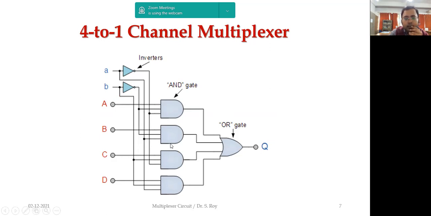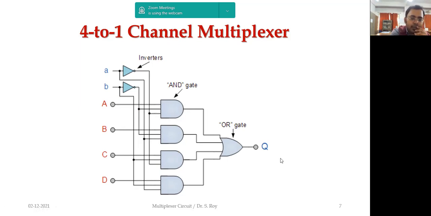The second product is a bar, b, capital B. So a bar, b, capital B. Similarly, you go for C. Similarly, you go for D. And all these AND gate outputs are connected through our OR gate, and we get the output Q.